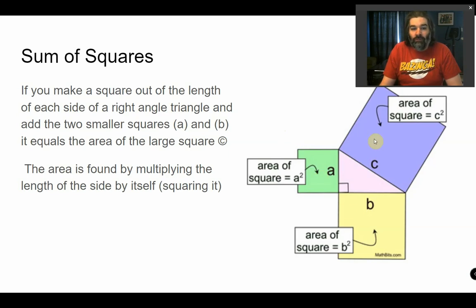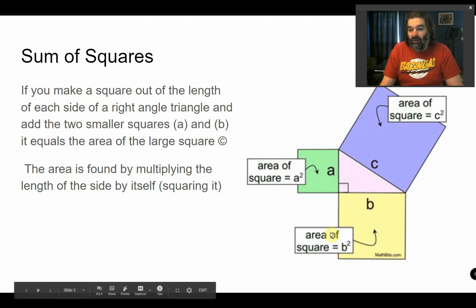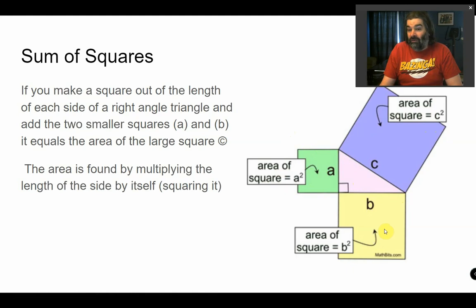Now, Pythagoras theorem, or the sum of squares, says if you make a square out of the length of the sides of a right angle triangle, the area of the biggest square will equal the area of the other two squares added together. Now, remember, we find area by length times width, or basically for a square, length times length, which is the equivalent of squaring it. That's why we call it squaring it, is that you're basically multiplying the side by itself.